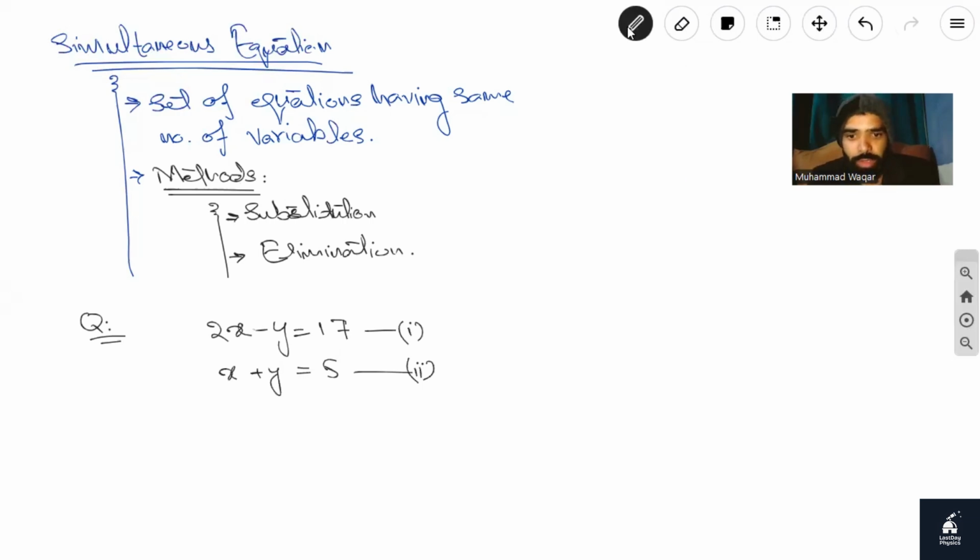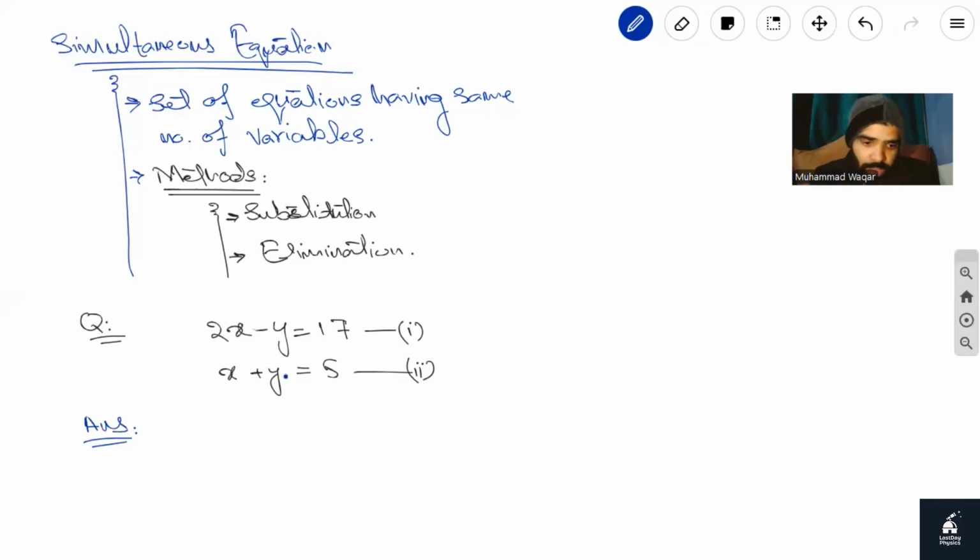We first will solve for x and y by the substitution method. In this method, what we actually do is take one of the equations and make one of the variables the subject of the equation. Then we'll use the value of that variable in terms of the other variable, which we will get, in another equation. That equation will then be a single variable equation. Let us see how we proceed.